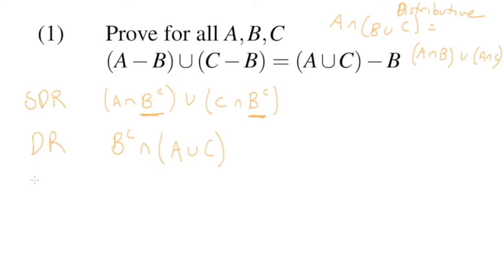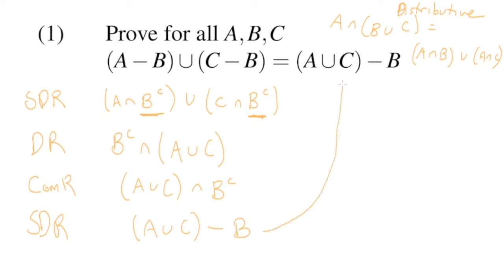Okay, now let's put B's complement on the other side using the commutative rule. So we know that with the commutative rule, we can swap the order of the arguments of an intersection specifically. Okay, and let's use the difference rule again to convert it back. Let's have another application of the set difference rule, going in the opposite direction this time to get rid of this B's complement. And we get A union C minus B. And then we've got what we have up there. So there you go, we proved that equality.